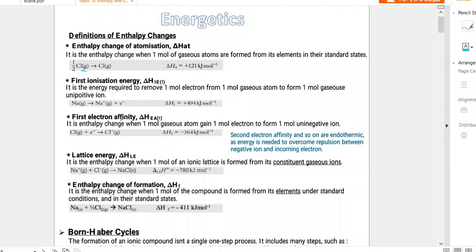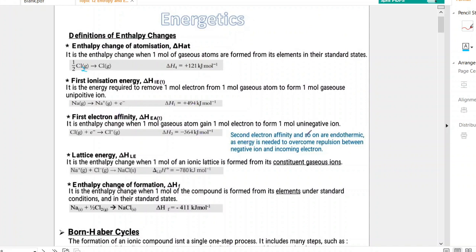And first electron affinity is the enthalpy change when 1 mole of gaseous atoms gains 1 mole of electrons to form 1 mole of uninegative gaseous ions. If we have to input energy to remove an electron by overcoming electrostatic force of attraction with the nucleus, then we would definitely receive energy if we add an electron to an orbit to be in attraction with the positively charged nucleus. So energy will be released. This is obviously exothermic. Do memorize this: atomization endothermic, ionization endothermic, first electron affinity exothermic.